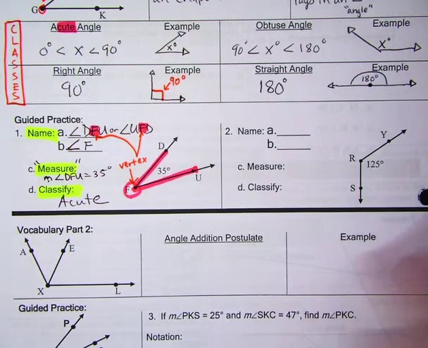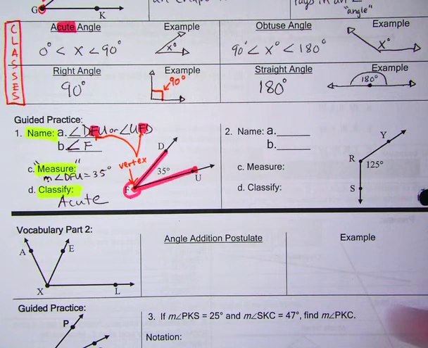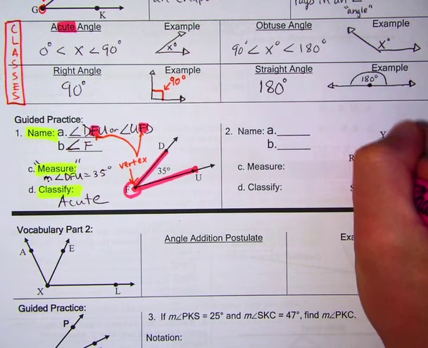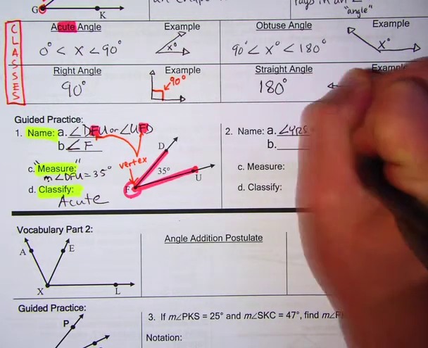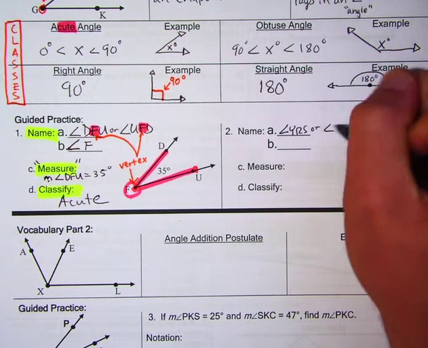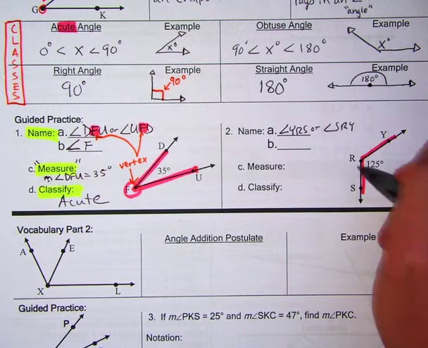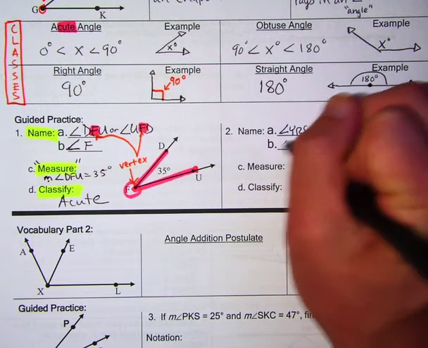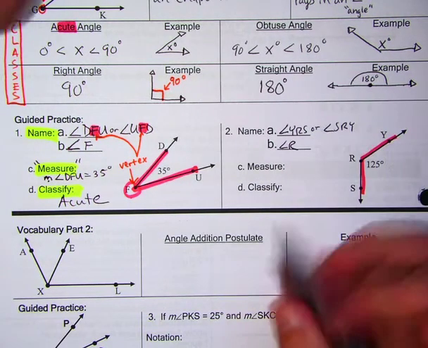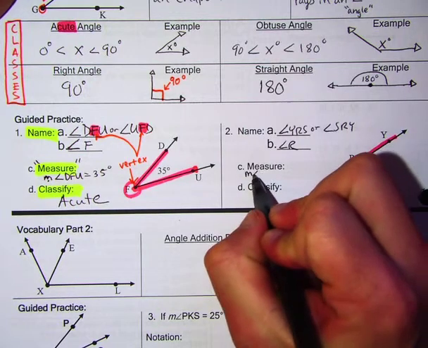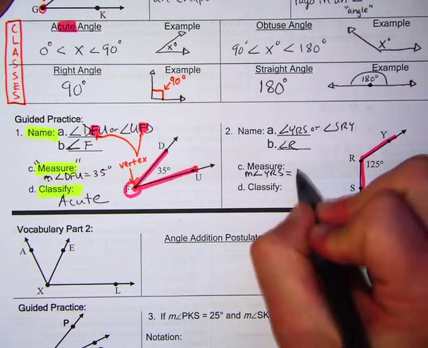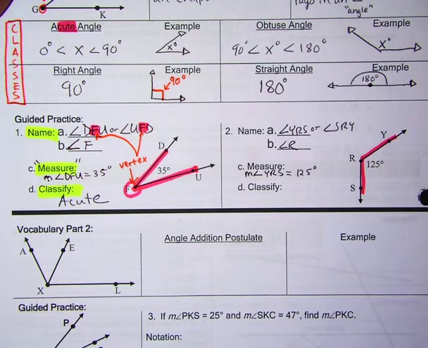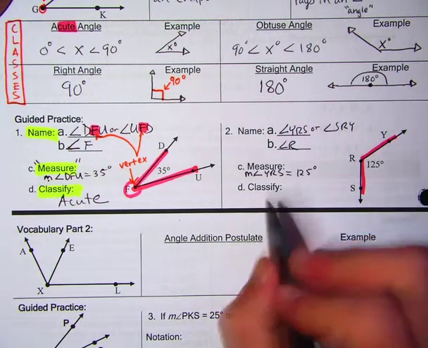You can try the second one by hitting pause. All right, here I go. So I'm going to name this, I'm going to name it YRS. Angle YRS. Or you might have said angle SRY. And if you use a single letter, you would just say angle R. The measure is the measure of angle YRS is equal to 125 degrees. And the class that puts it in, obtuse.